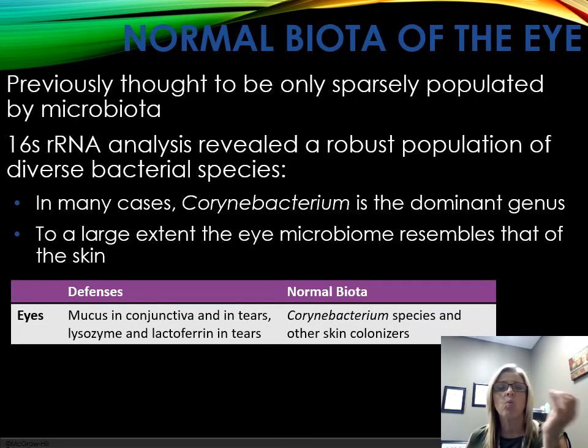We used to think there was no normal biota of the eye, but we have discovered that it is larger and more numerous and diverse than we once thought. This is going to include Corynebacterium, Propionibacterium, and some yeast generally.